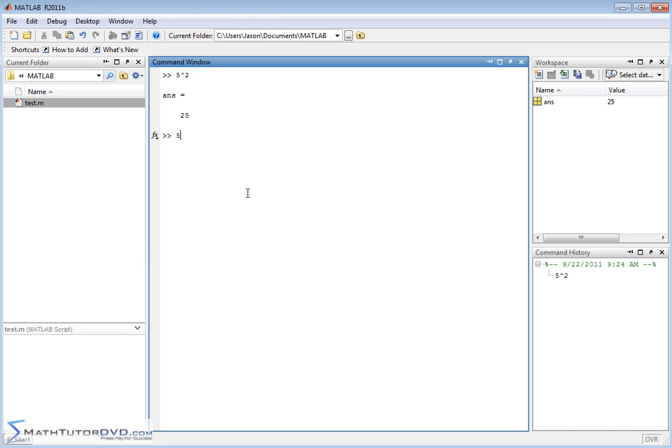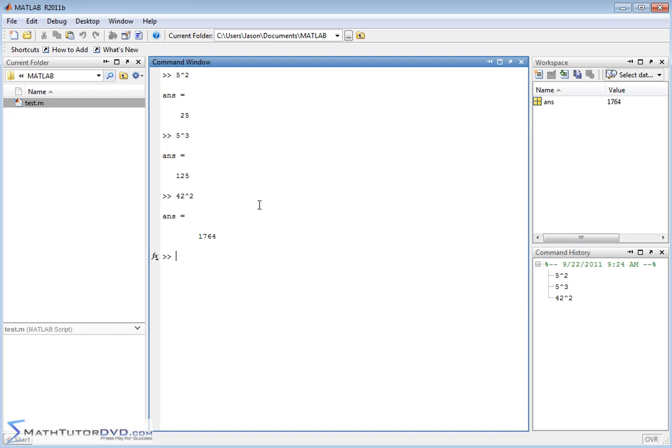If you wanted to do 5 cubed, you'd raise it like this. If you wanted to do something crazy, 42 squared, 42 times 42, then you would get an answer like that. And that's basically how you use exponents in MATLAB.